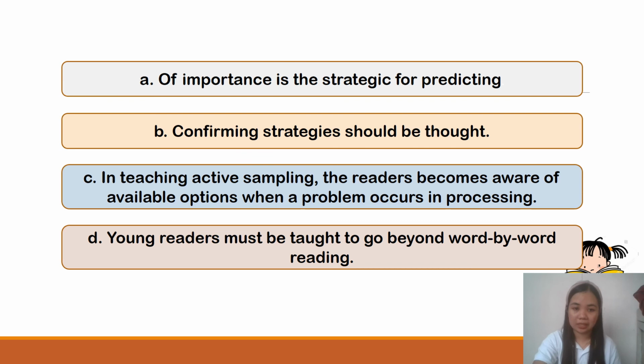The last is that young readers must be taught to go beyond word-by-word reading. They should be given frequent opportunities to read material where the majority of the words are known. Teaching words in the context of phrases rather than in isolation will also help. Read-aloud sessions, where the teacher models and the children listen and follow along, help young readers learn the syntactic and intonation cues which signal how to group words during reading.